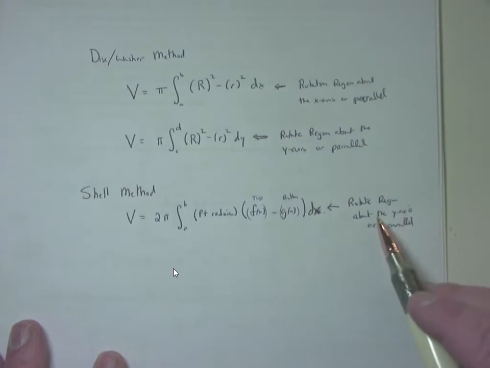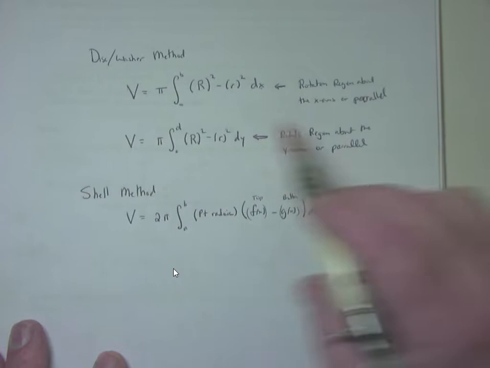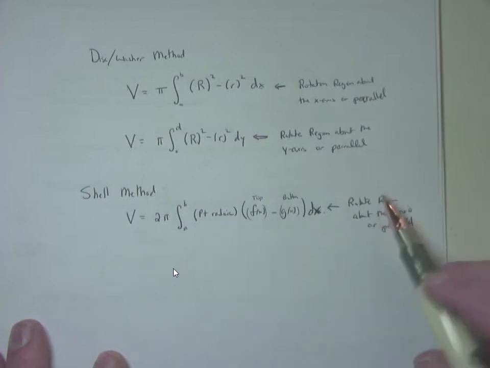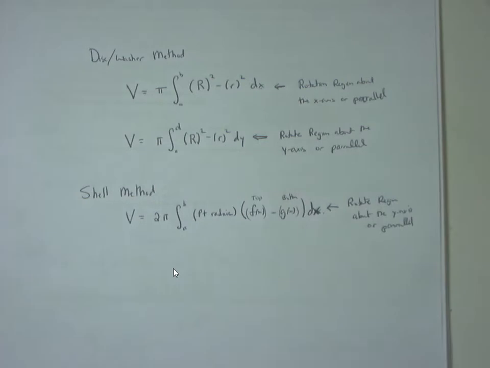When the function is in terms of x, but I want to rotate around the y-axis, I want to use the shell method. These two are doing the same thing, but it's based on what the function's in terms of. And I don't want to sit there and have to take my function and solve for one variable in terms of the other. One, it's a pain. Two, it may be impossible.